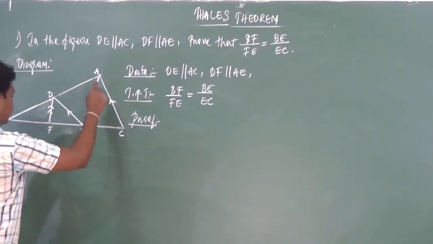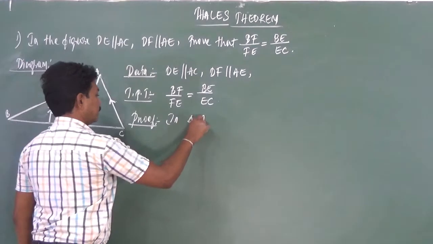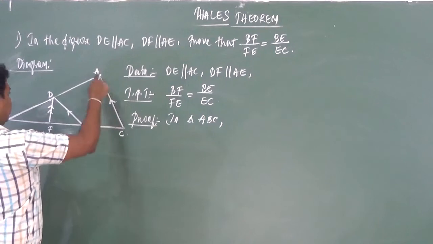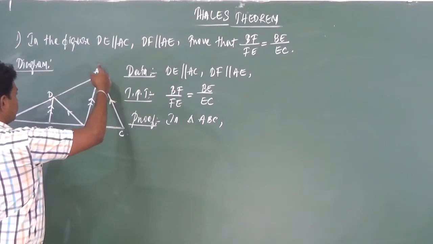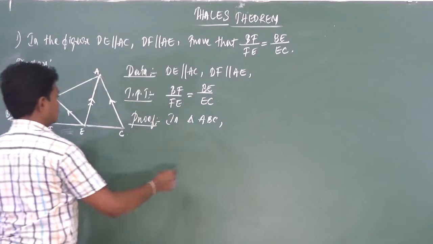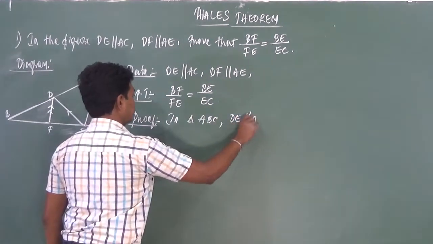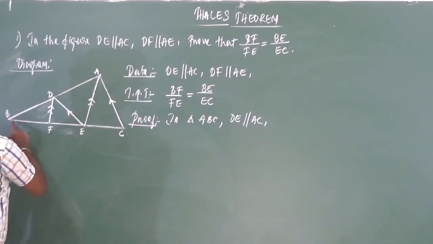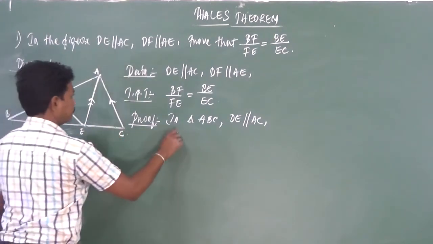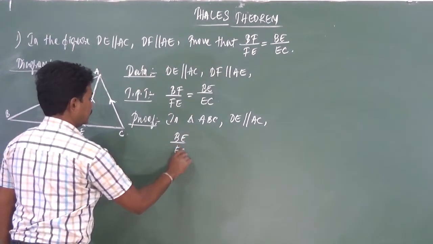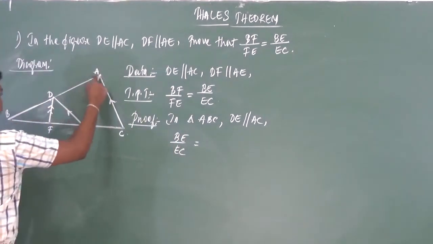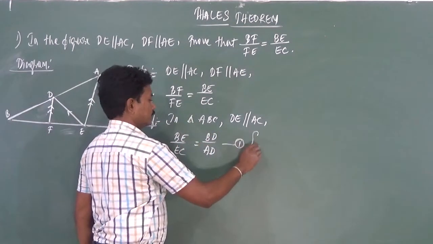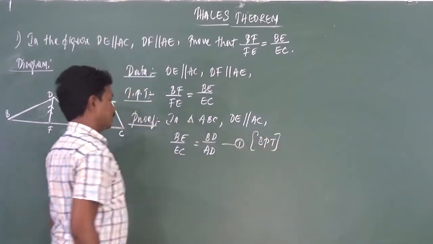So in triangle ABC, big triangle I have taken. In triangle ABC, DE parallel to AC. So in triangle ABC, as DE is parallel to AC, BE by EC is equal to BD by AD. Take it as equation 1. So according to BPT. So this is direct BPT.